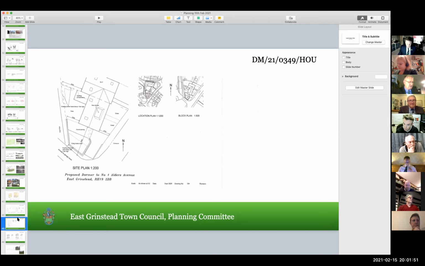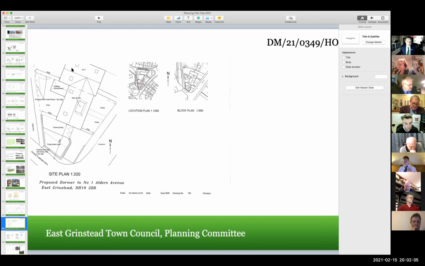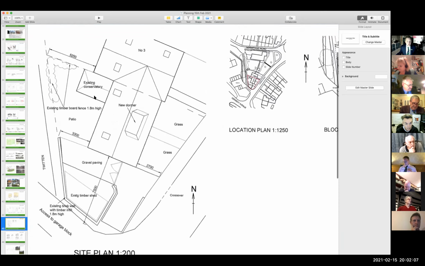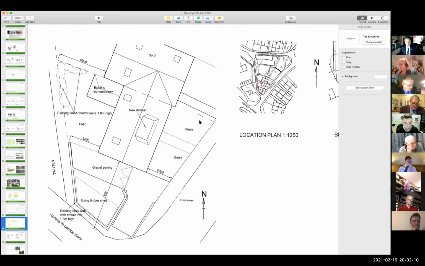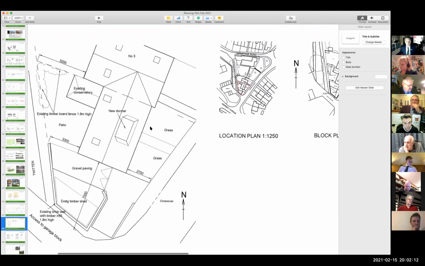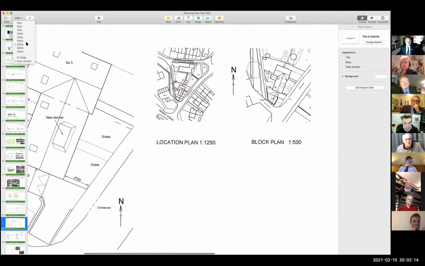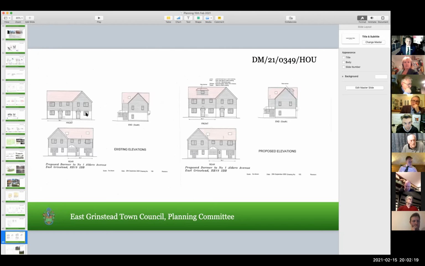Okay, this is DM 210349. This is Hermitage Cottage, 1 Alders Avenue. This is dormer to the front of the property. So if I bring those plans up, you can see the conservatory to the rear. This is the front of it, grass and a path. This is the property, the dormer going on the front. And you can see here quite clearly the dormer going on the front. Councillor Dooley.